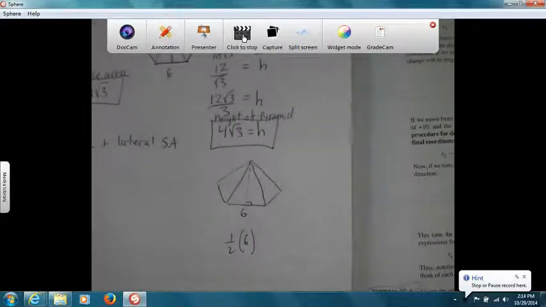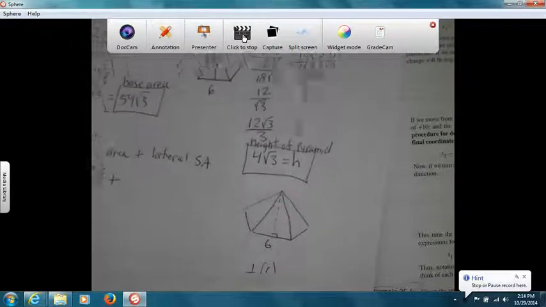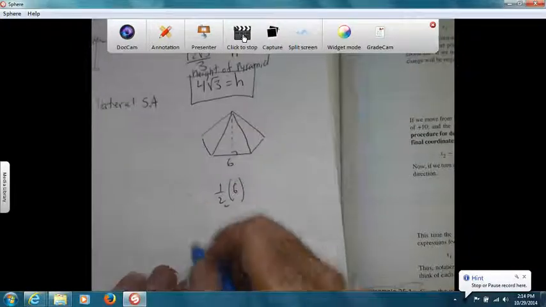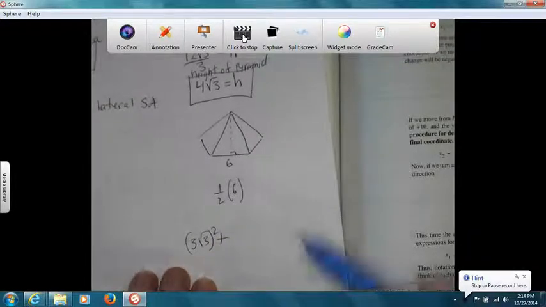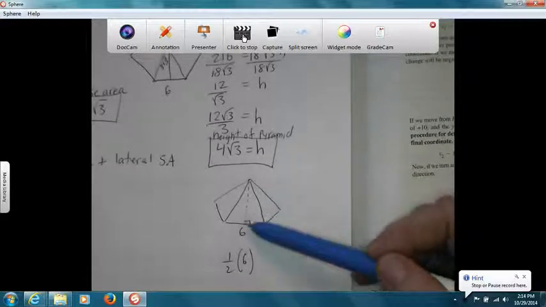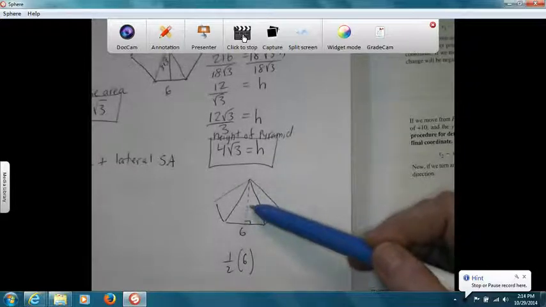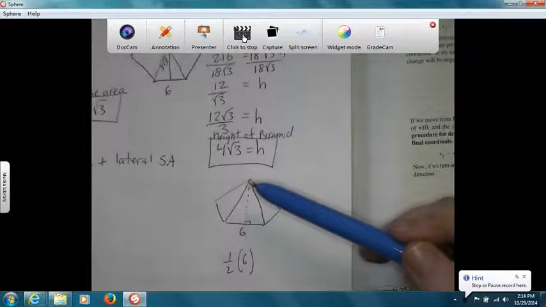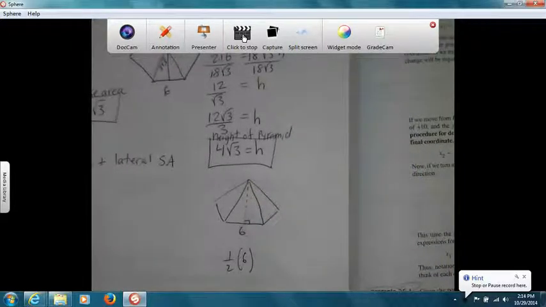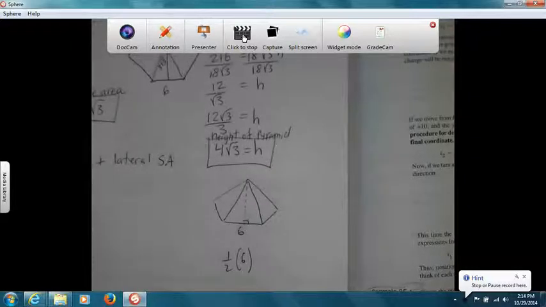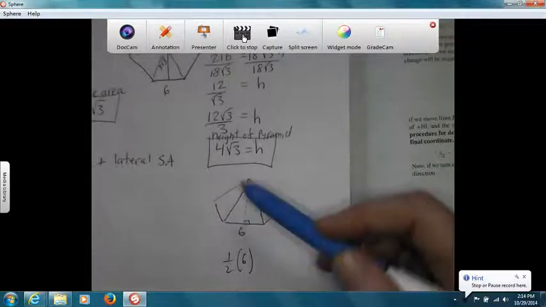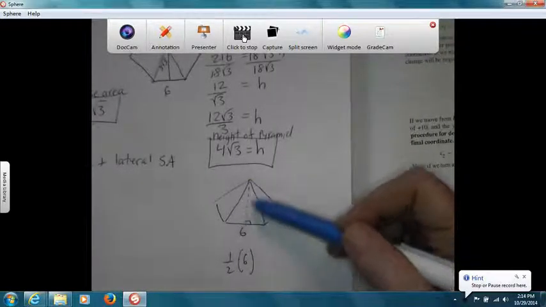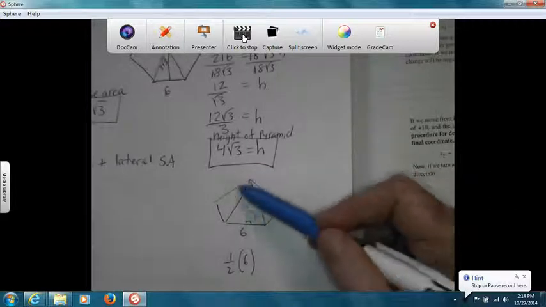I think I'll do it down here. I'm going to go 3 root 3 squared, because that's this part, plus this height here squared, because that's going to give me from the middle all the way up to the top. That's going to give me this dotted line that I need, so that I can get the area of these triangles on the outside of the figure.